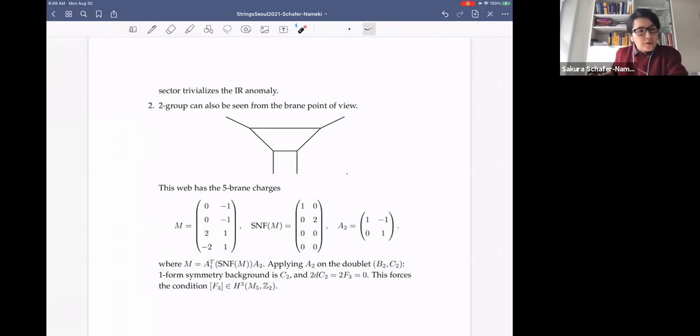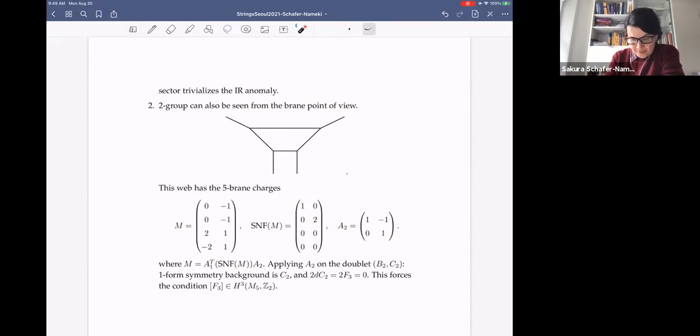There's also a way to argue for the 2-group from a brane web point of view. So this is the brane web for this SU(2) theory. We said the one-form symmetry can be computed by looking at the (p,q) 5-brane charges, putting them in a matrix and computing a Smith normal form. So M can be written as some integral matrix A1, times the Smith normal form, times A2. And this is basically the SL(2,Z) matrix that acts on these (p,q) 5-brane charges and brings them into this form. And here we see again the Z2 one-form symmetry.